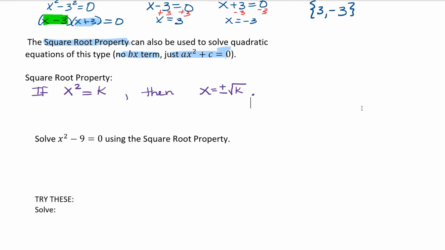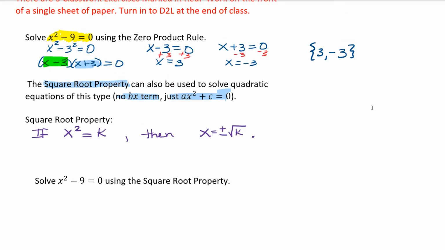So if I asked you to solve x squared minus 9 equals 0, the same equation we solved a minute ago, but solve it using the square root property, I don't want you to use factoring. I want you to use this idea. So I would expect that you would isolate the x squared in the equation by adding 9 to both sides, and that you would get x squared equals 9.